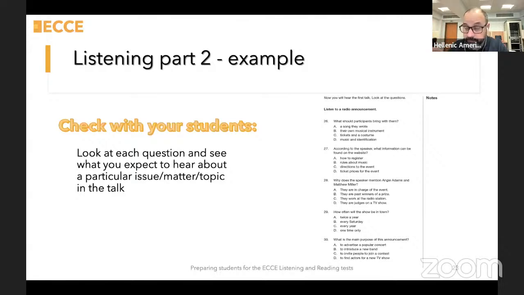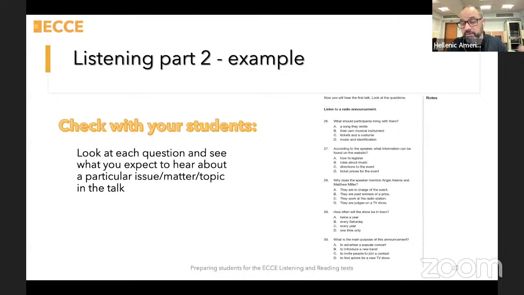And of course, we've got the orientation statement as well. Just looking at its question, you can understand what you can expect to hear about a particular issue, matter, or topic in the talk. Remember that the questions follow the order that the information is presented in the recording. So if they miss a question, or cannot find the detail they were listening for, then they will have to move on to the next question.